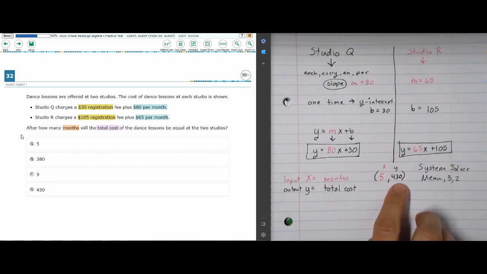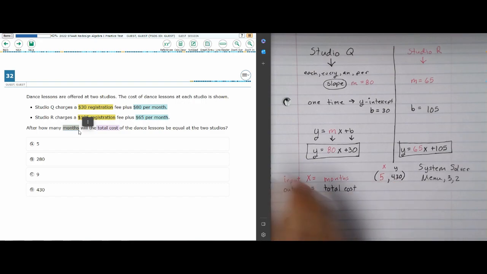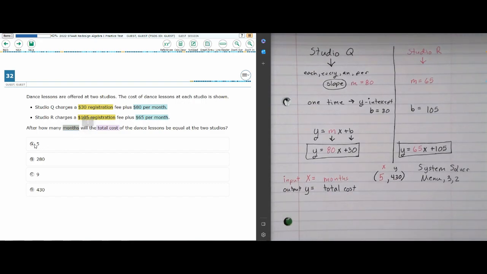That's the cost. So when it says after how many months will the total cost of the dance lessons be equal at the two studios? Okay, so I want to know how many months. It is asking me for the x value. So at 5 months, that's when the total cost is going to be the same, which is $430. So I'm going to go ahead and pick A for my answer.